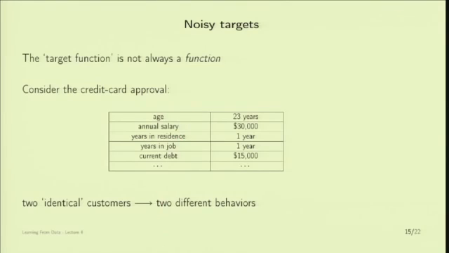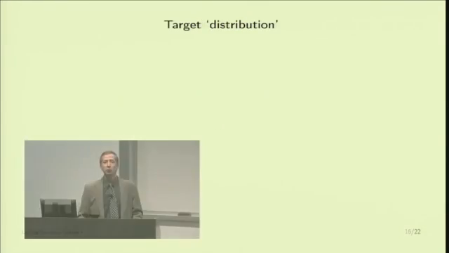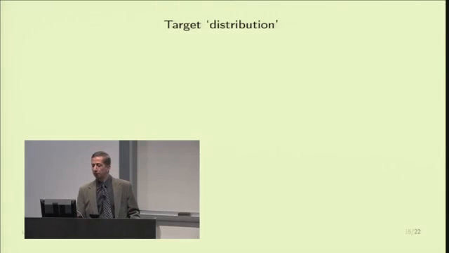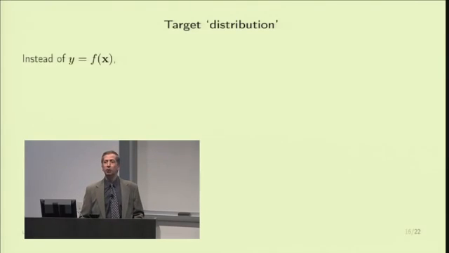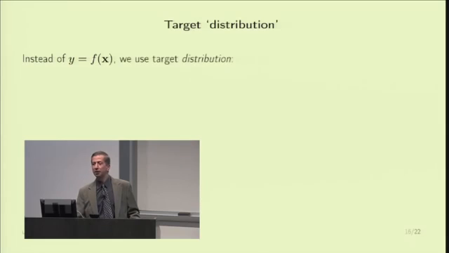Okay? What do we do about that? Well, we use a target distribution, as in probability distribution. So instead of having y equals f of x, where you tell me what x is, and I'm going to tell you what the value y is for sure, you use a target distribution, and the notation for that is probability of y given x. So again, it depends on x, but its dependence is probabilistic.